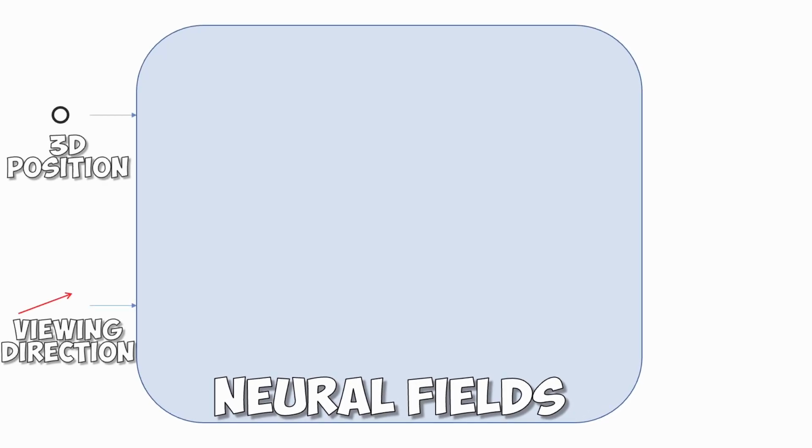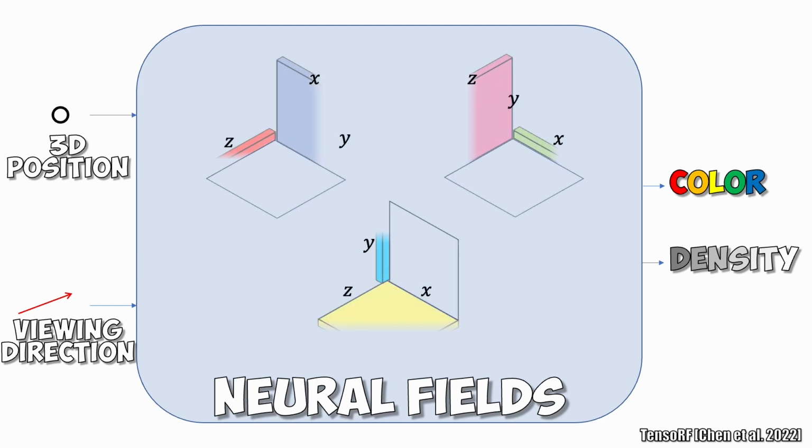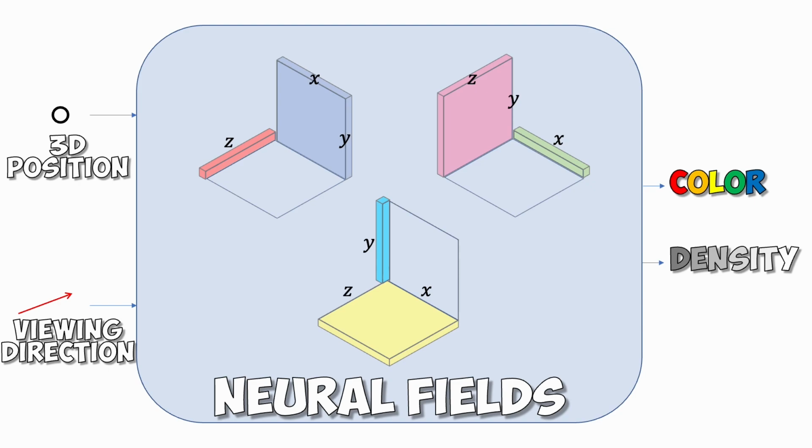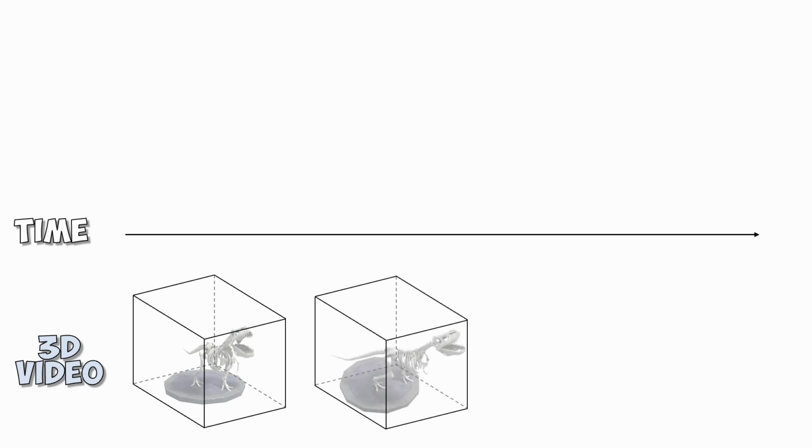How about memory efficiency? The neural field takes a continuous 3D position and viewing direction as inputs and produces the corresponding RGB color and volume density. We build upon TensorRF, which models the scene by factorizing the tensor into multiple compact low-rank tensor components. For dynamic scenes, we extend TensorRF to factorize the space and time volume. But this remains memory-intensive for one video.